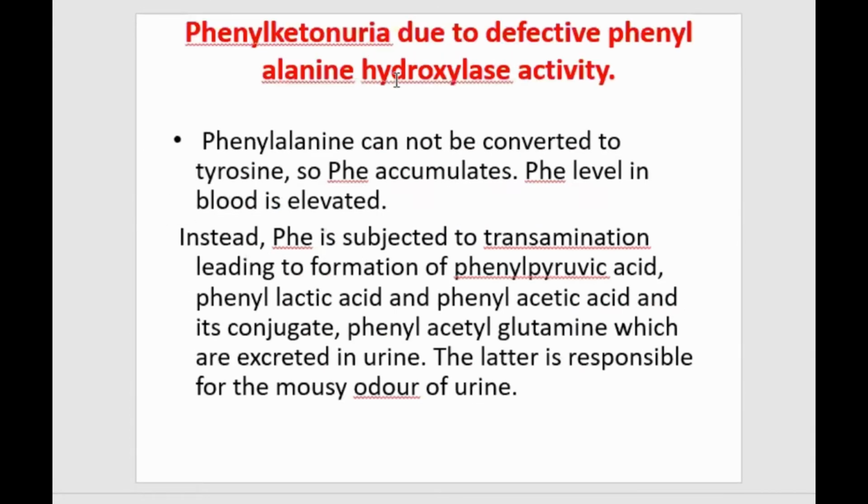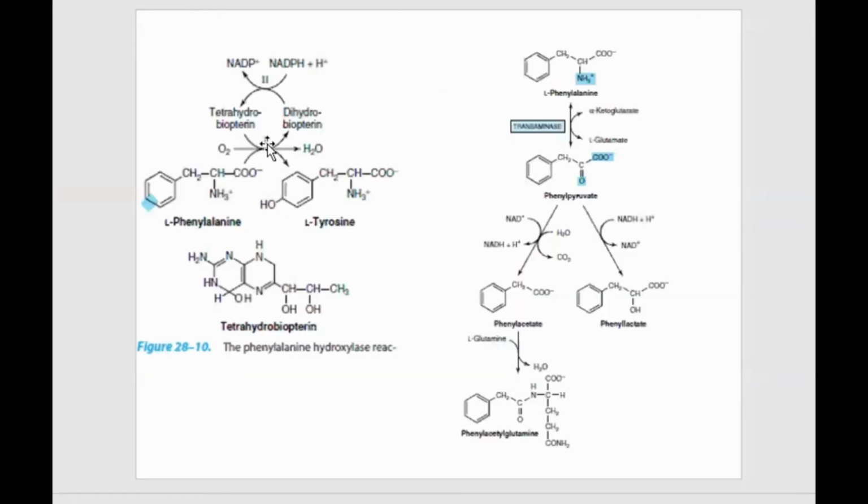So, the fourth condition, phenylketonuria due to defective phenylalanine hydroxylase activity. Normally, phenylalanine is acted upon by phenylalanine hydroxylase. This enzyme converts phenylalanine to tyrosine in the presence of tetrahydrobiopterin, which acts as a coenzyme. So its deficiency will lead to phenylketonuria. Then the tetrahydrobiopterin is converted to dihydrobiopterin, and this dihydrobiopterin has to be reduced back to tetrahydrobiopterin by dihydrobiopterin reductase. Its deficiency also can cause phenylketonuria types 2 and 3. And the synthesis of biopterin itself can be defective, which causes phenylketonuria types 4 and 5, which you have learned when I taught you about amino acid metabolism.